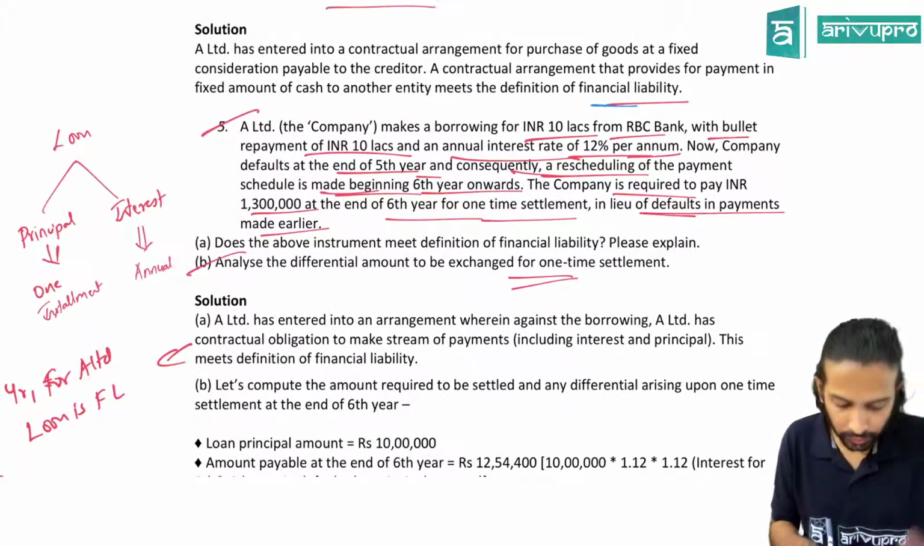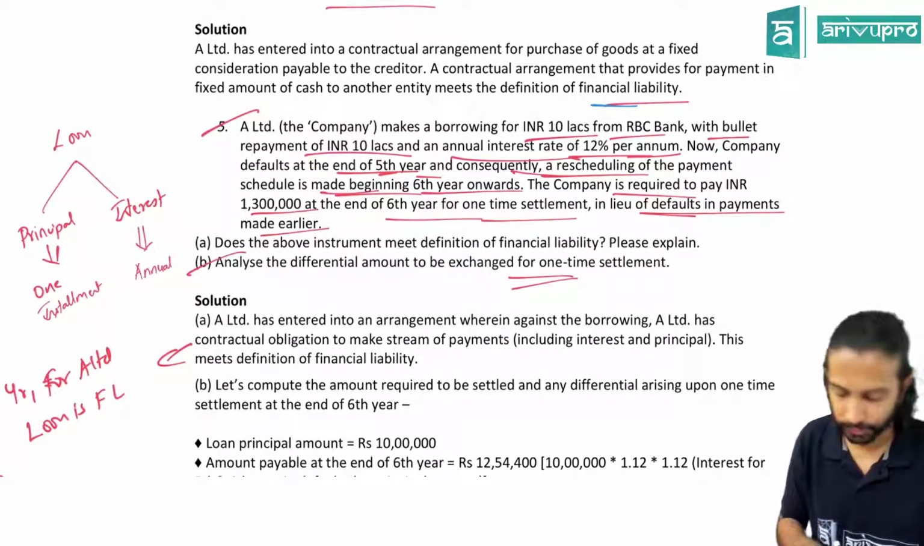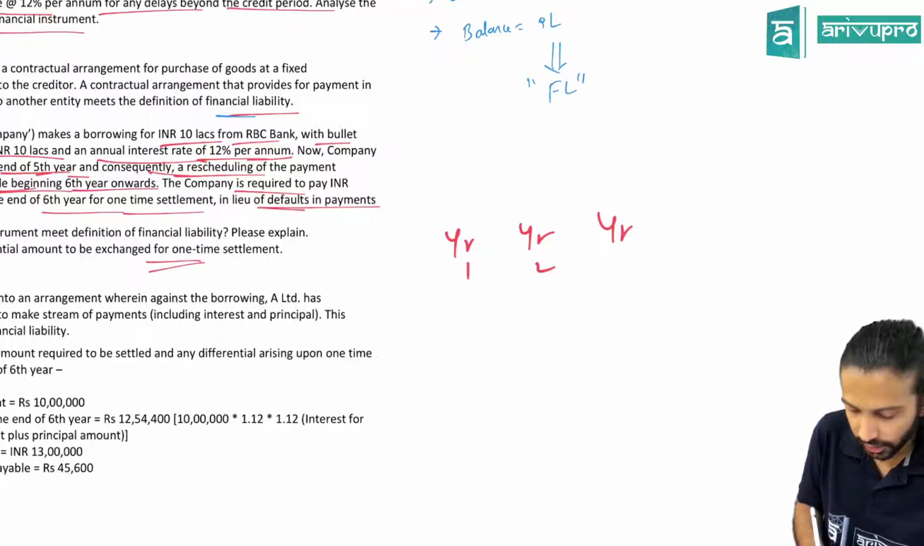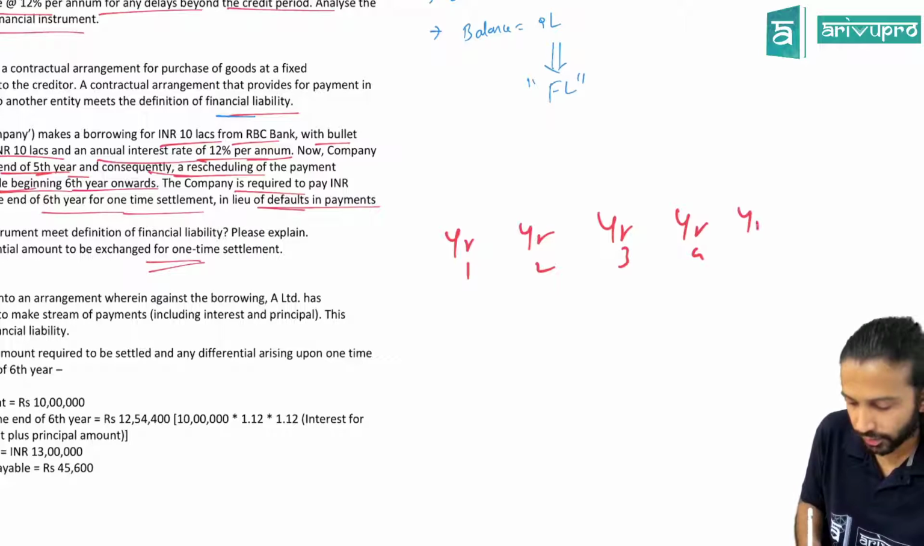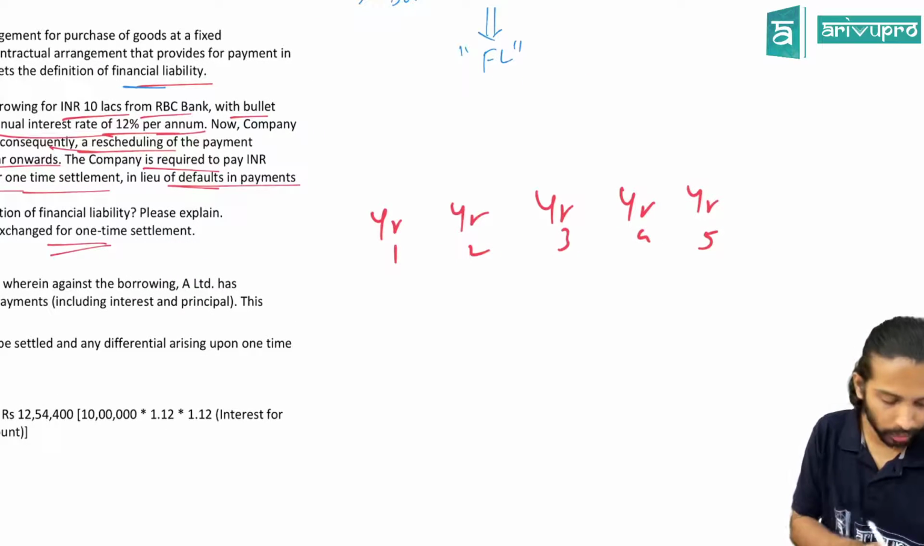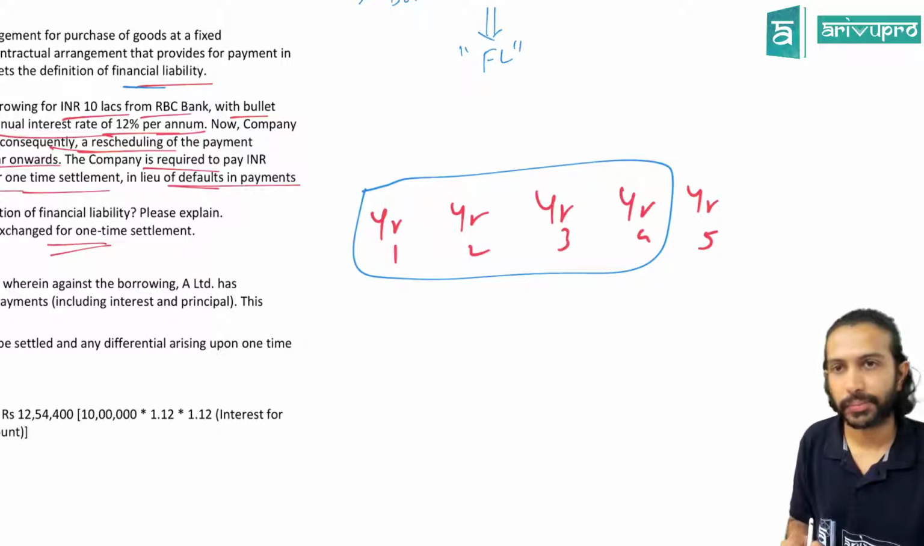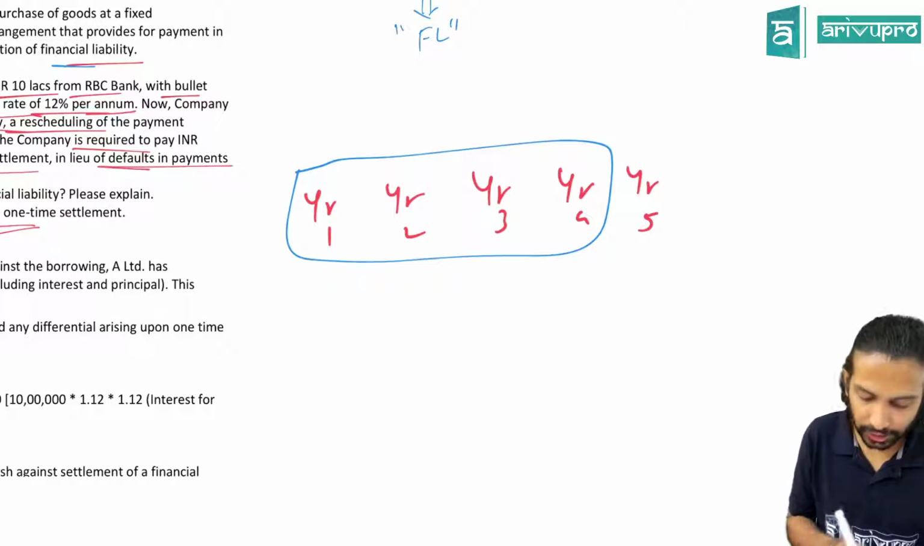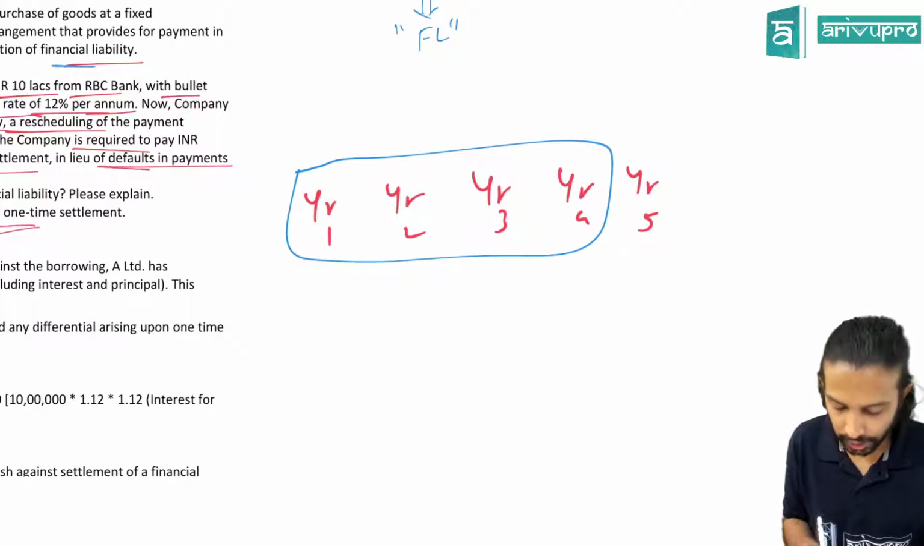Okay, we are defaulted at the end of 5th year. Yes or no? That means year 1 interest, year 2, year 3, year 4, year 5. Check the board. Up to 4 years, you have to pay only interest and you are paid because principal is a bullet repayment. That means any default up till here? No. Year 5 you defaulted.